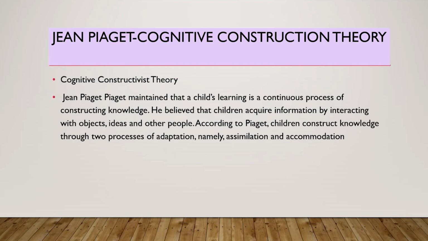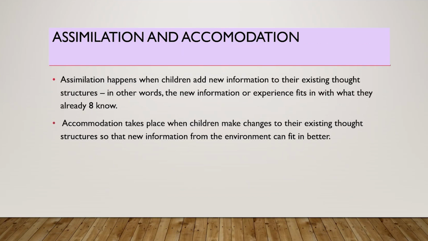Then I spoke about the 3 cognitive development theorists. The big father being Jean Piaget, who maintained that children learn in a continuous process by constructing knowledge. He believed that children acquire information by interacting with objects, ideas, and other people. He also believed that children construct knowledge through 2 processes, namely, adaptation, which involves assimilation and accommodation.